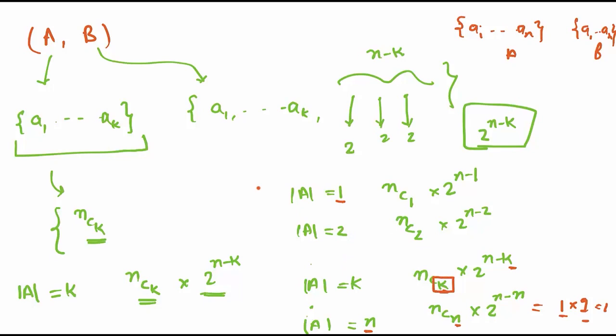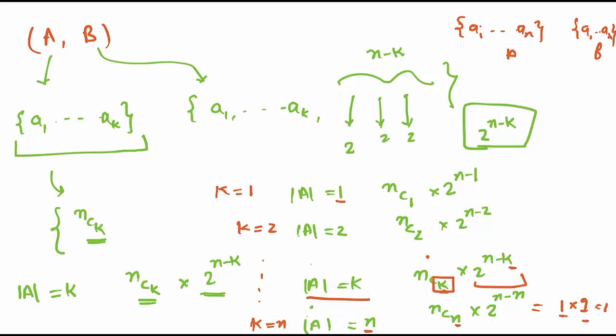K ranges from 1 to N. K equal to 1 means cardinality of A is 1, K equal to 2 means cardinality of A is 2, similarly K equal to N means cardinality of A is N. I hope this is clear. See, what I want to know is: if the cardinality of A is in general K, then what are the possibilities for B? This is 2 power n minus k possibilities.